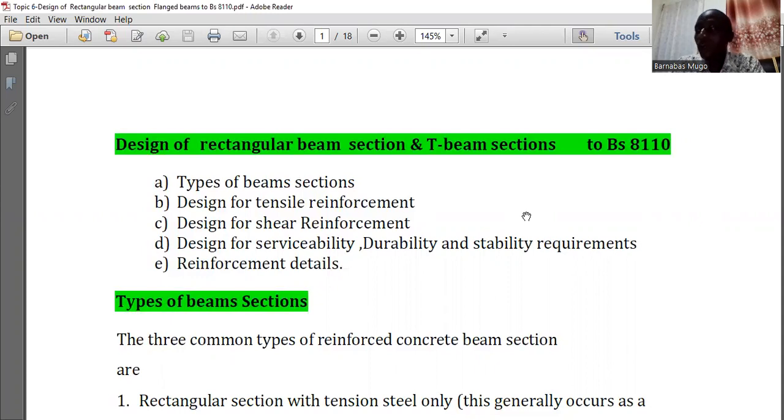So I'm going to start off with the beam. I will go to the column and I will go to the footing. So there is no point of worry for you.